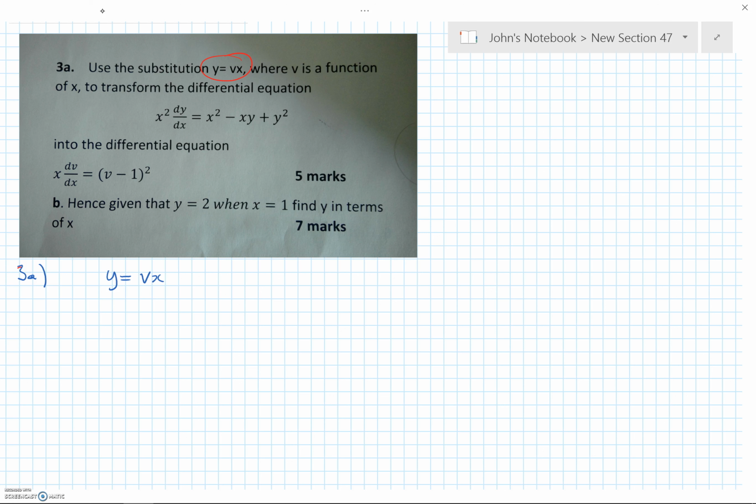So y equals vx, we're going to use the product rule. Nice and straightforward. dy by dx is the first times the v differentiated, which is dv by dx times the x. The x differentiated is 1 times the v, so that's plus v. Okay, so we're going to substitute that into the formula here, which I'm going to just write out now, and then we're going to actually just blitz it and put it into there.